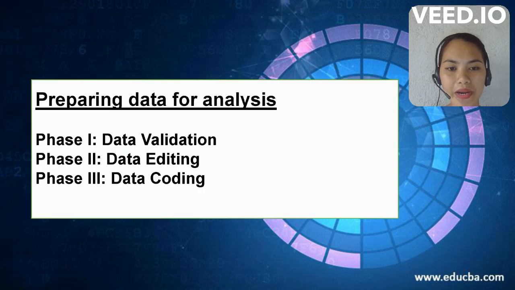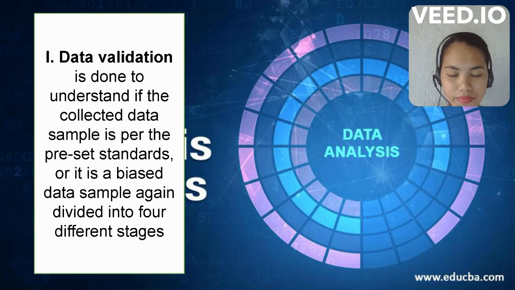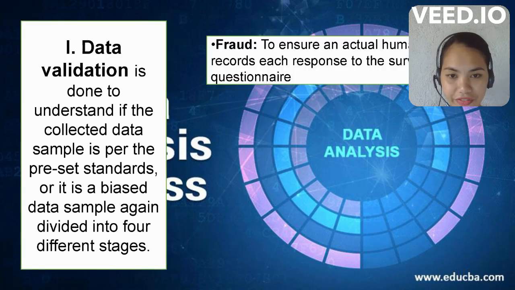So we have here preparing data for analysis. First phase, data validation. Second, data editing. And then the third one, data coding. Let's talk first about data validation. So data validation is done to understand if the collected data sample is per the preset standards or if it is a biased data sample, again divided into four different stages.